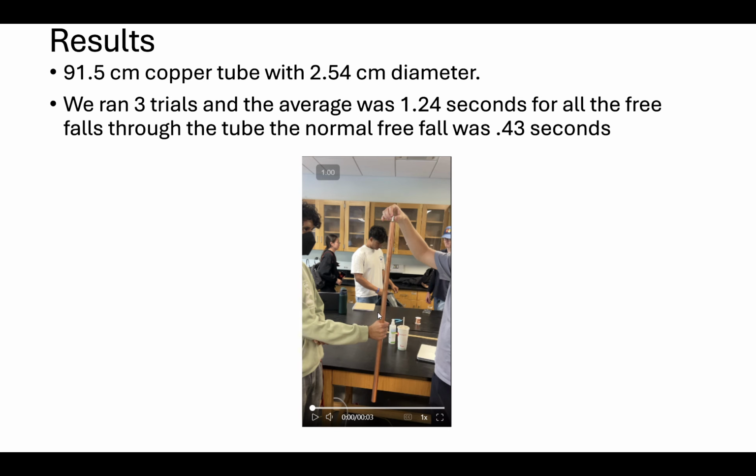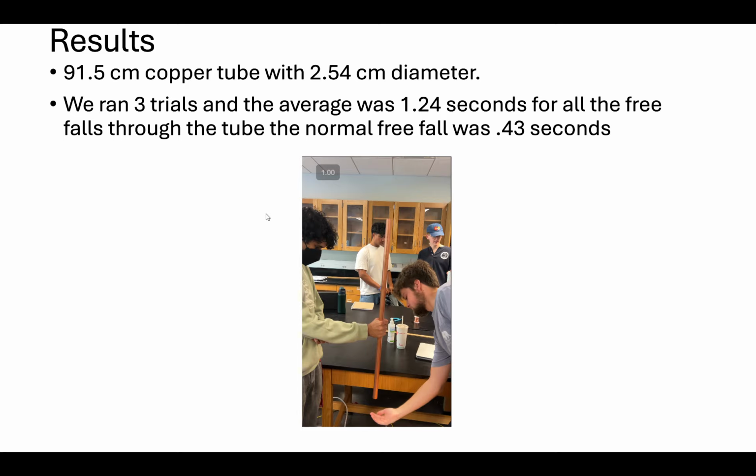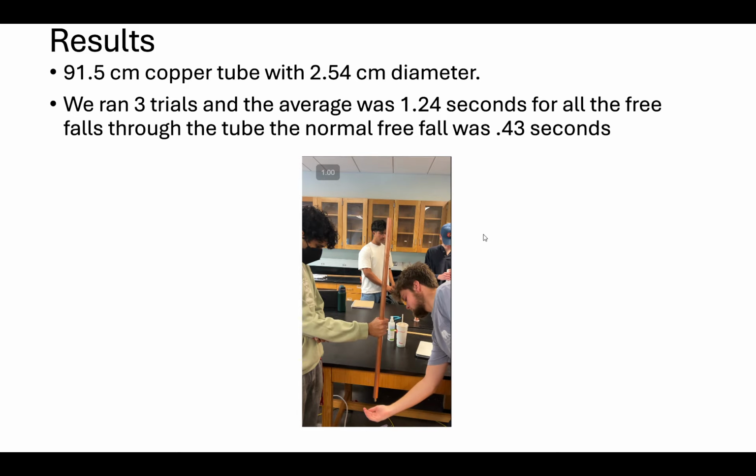Alright, this is our video. As you can see, it takes more time than normal for the magnet to fall down. We ran 3 trials, and the average was 1.24 seconds, compared to the free fall, which was around 0.43 seconds. The length of the meter stick was 91.5 centimeters with 2.54 centimeters of diameter.